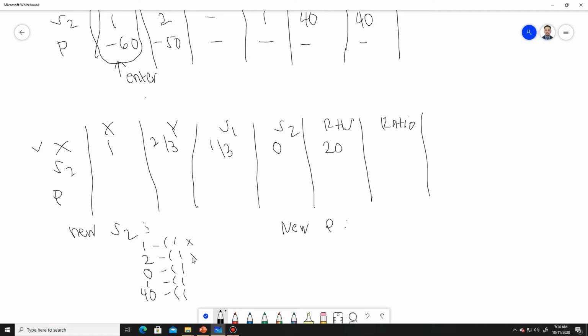Multiplied by corresponding elements in the replacing row. So, ano yon? Bali, ito yon yung sa X, no? Yung kinompute lang natin kanina. So, we write 1, 2/3, 1/3, 0, and 20. And then close parenthesis.